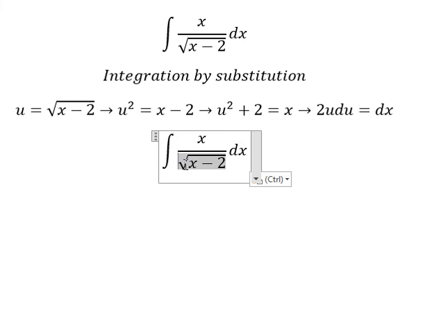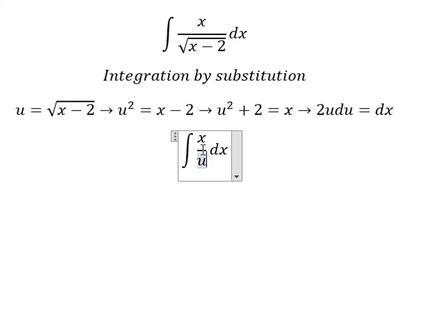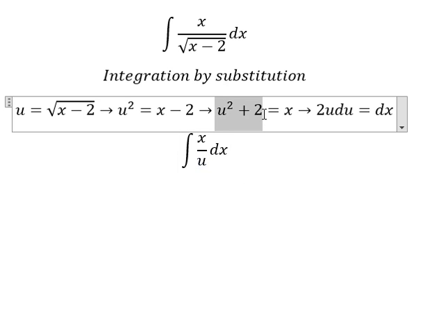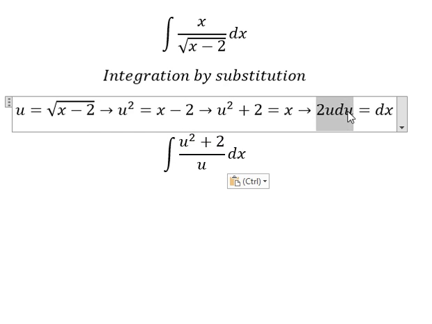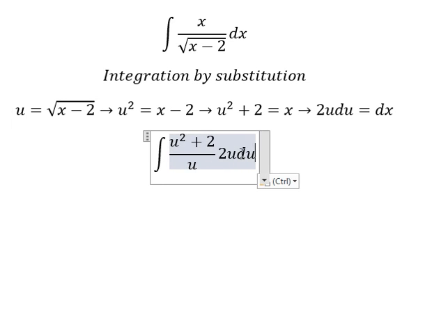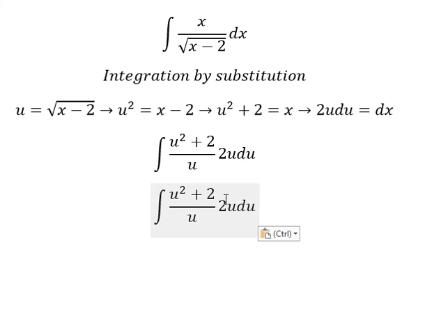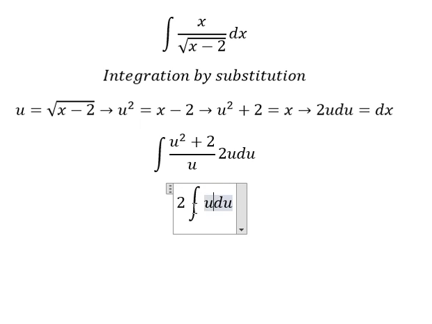The square root we change by u, the s we change by this one, the s we change by this one. So u and u we simplify. Number 2 I will put in here. And now we have the final answer.